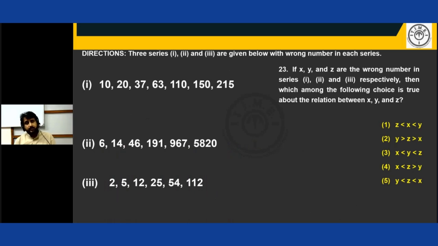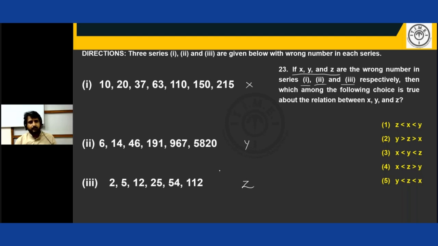This question was also given in a recent mains exam. You are given 3 series where you have to first find the wrong number in each series. Then which among the following choices is true about the relation between x, y and z? x, y, z are the wrong numbers in series 1, 2, and 3. Here x is the wrong number, here y is the wrong number, here z is the wrong number. So first you have to identify the wrong numbers.